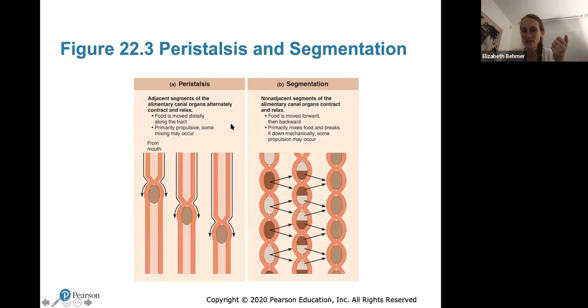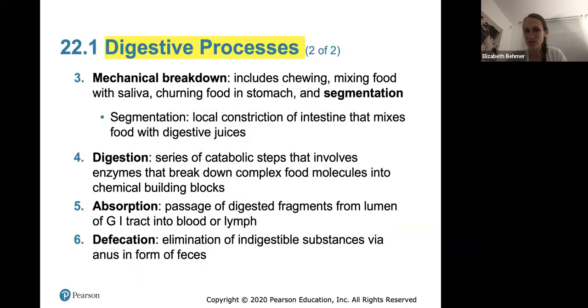What peristalsis means is basically your food is moved distally, or further away from the mouth, along the tract. It's the primary propulsive movement; it kind of squeezes the food down. So peristalsis will occur in the esophagus, kind of like squeezing a Go-Gurt tube. Segmentation is what occurs in the large intestine. This is when food is moved forward and backward, where primarily we want to just mix the food and break it down mechanically. So those are some differences between peristalsis and segmentation.